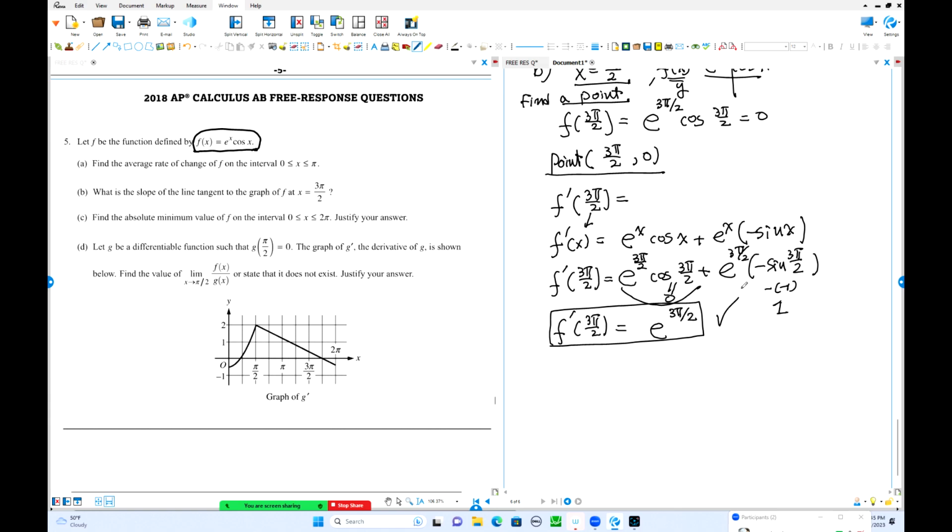Or you can find the equation of the tangent: y minus 0 equals the slope, e to the 3 pi over 2, times x minus x1, where x1 is 3 pi over 2. This is the equation of the tangent. I thought they were asking for the equation, but here they want just the slope, right? Yes, just the slope. Is that okay?